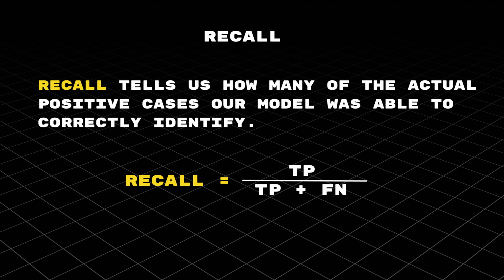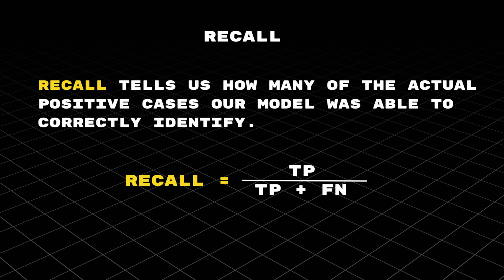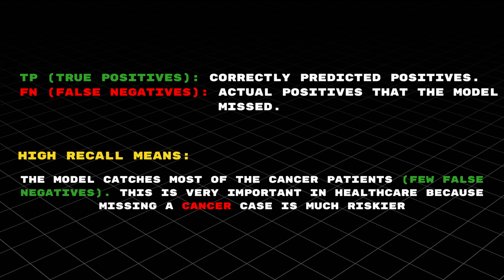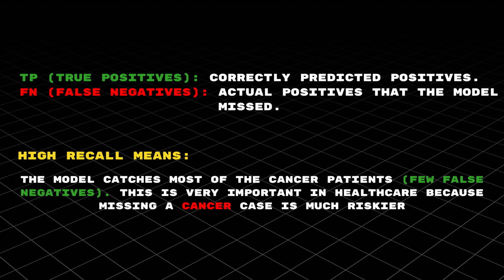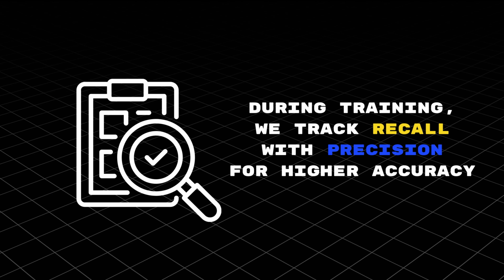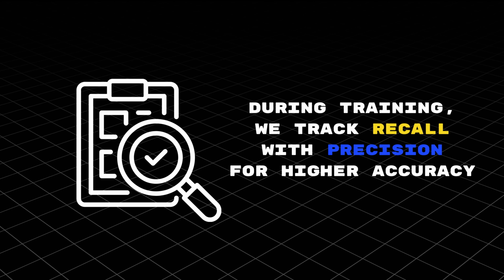Recall verifies whether it caught all the real yes cases or not. In disease detection, missing a sick patient is dangerous. So recall ensures you find as many true cases as possible. High recall means fewer misses. During training, recall is tracked with precision. It's about coverage and not just correctness.